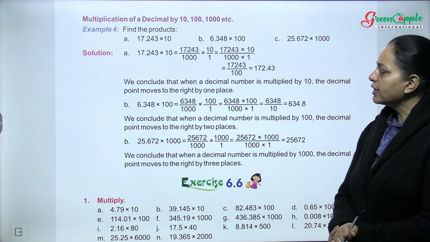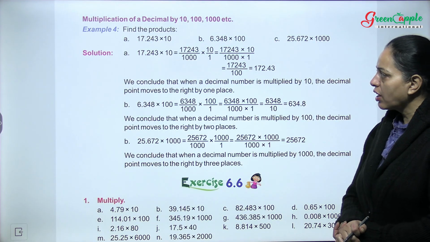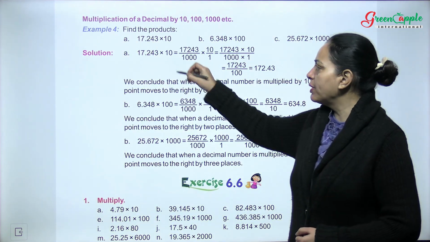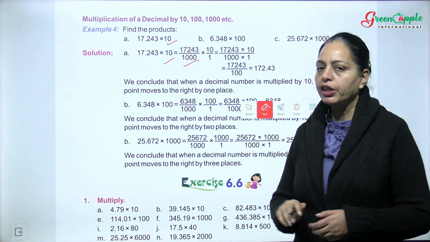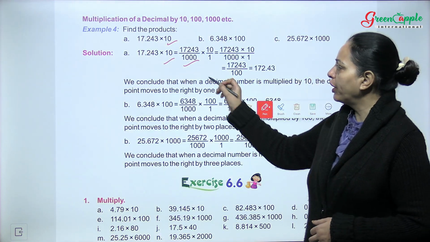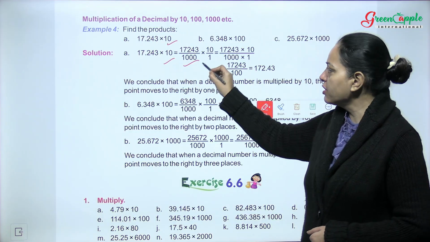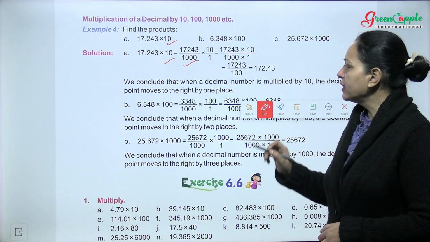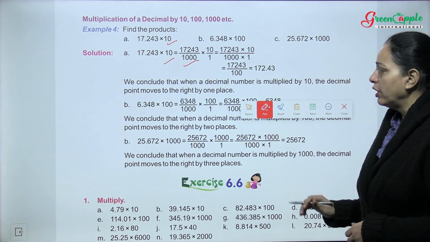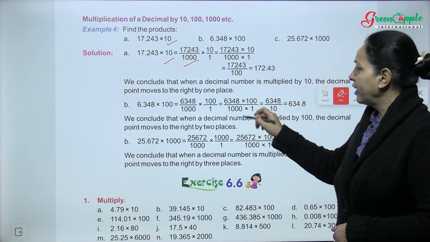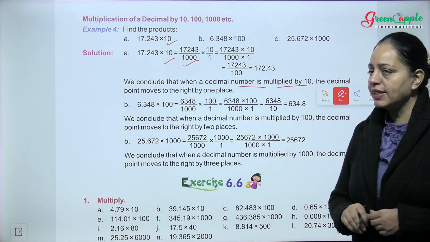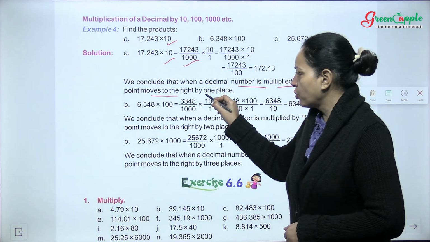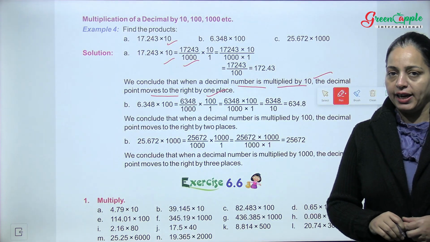Now multiplication of a decimal by 10, 100, 1000, etc. Example 4. Find the product. A part, 17.243 multiplied by 10. So how we can do it? Remove the decimal point. We are getting 1000 in the denominator. Now cut the 0. So we are getting here 172.43. So we conclude that when a decimal number is multiplied by 10, simply what to do? The decimal point moves to the right by one place.